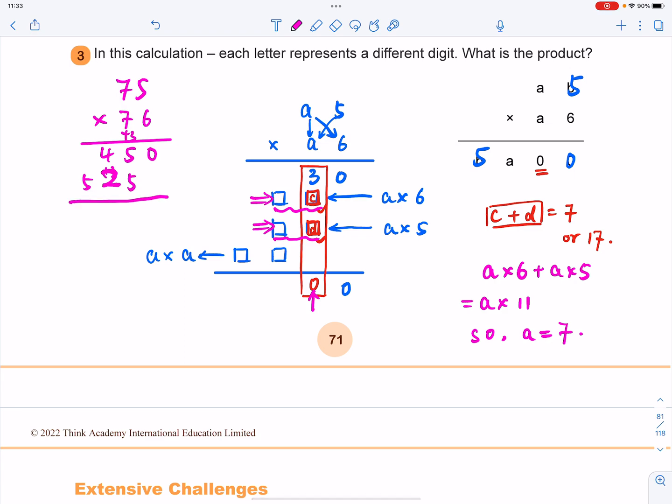And now we can get the answer. 0. 5 plus 5, carry over 1, get a 0. 4 plus 2 plus 1 is 7, and you get a 5. So the final product equals 5,700. The answer.